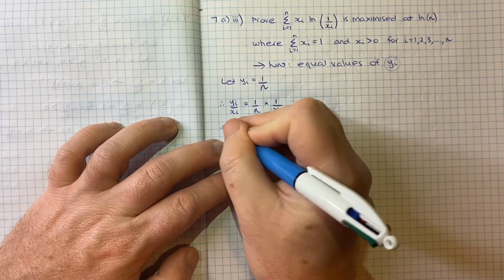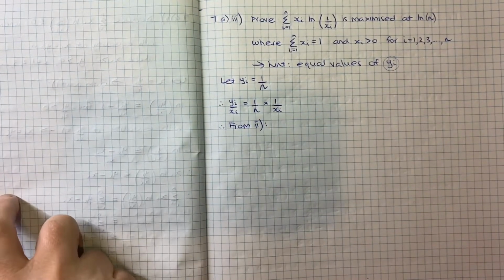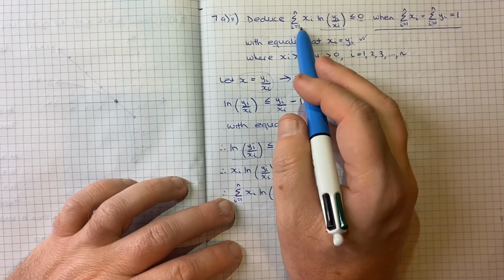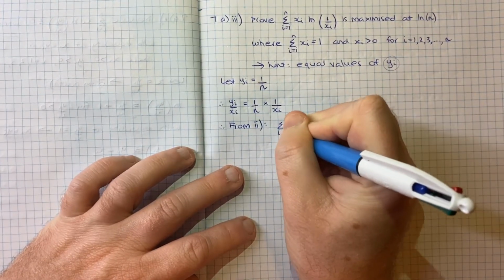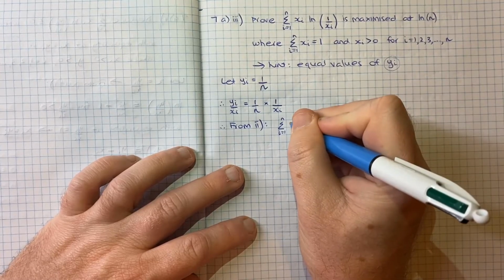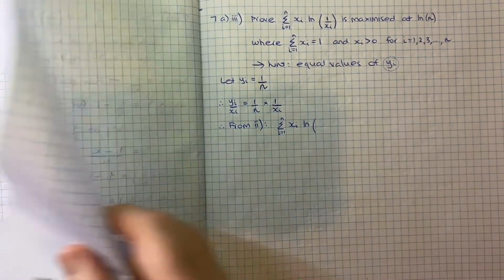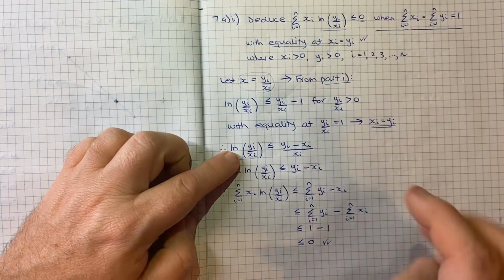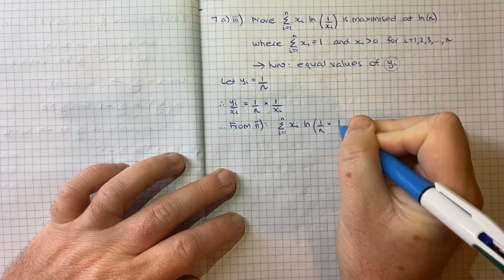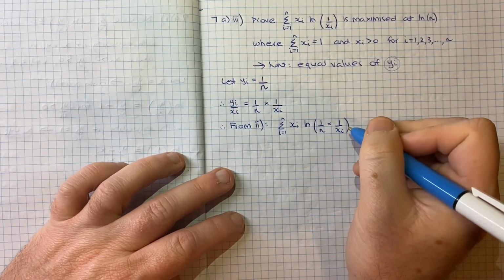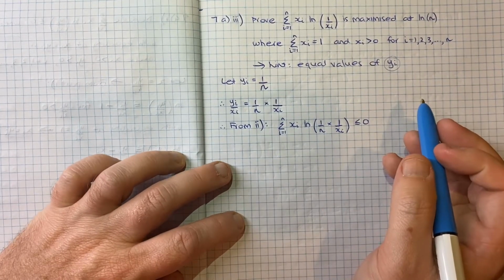So therefore, from part 2, we can take our inequality that we showed. We can say that the sum from i equals 1 to n of xi times the log of yi on xi, but we've just shown that that's going to be 1 on n times 1 on xi. So we know the log of that is less than or equal to 0. That's exactly what we showed in part 2.